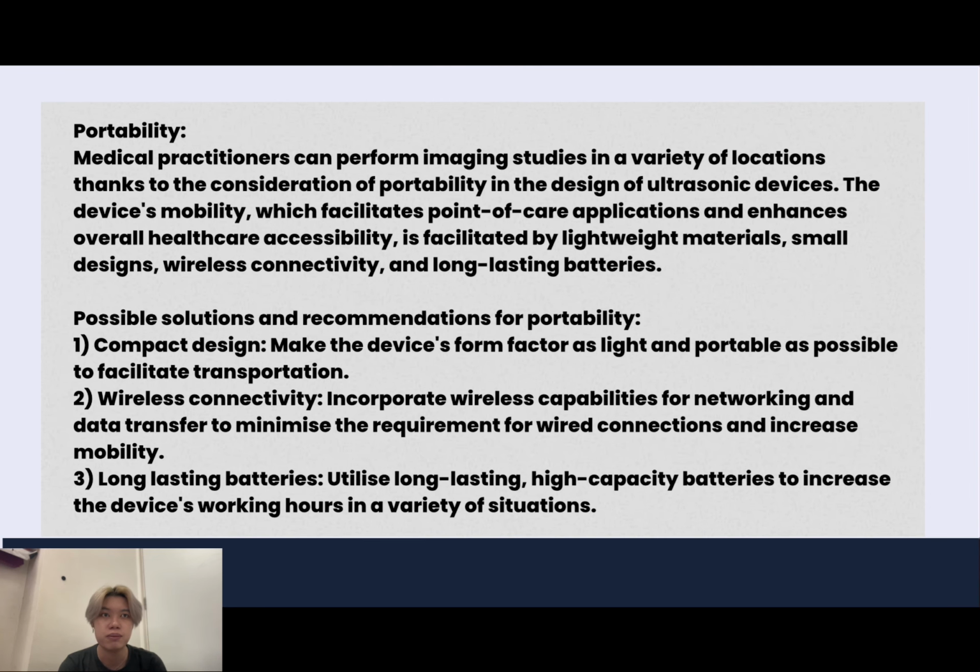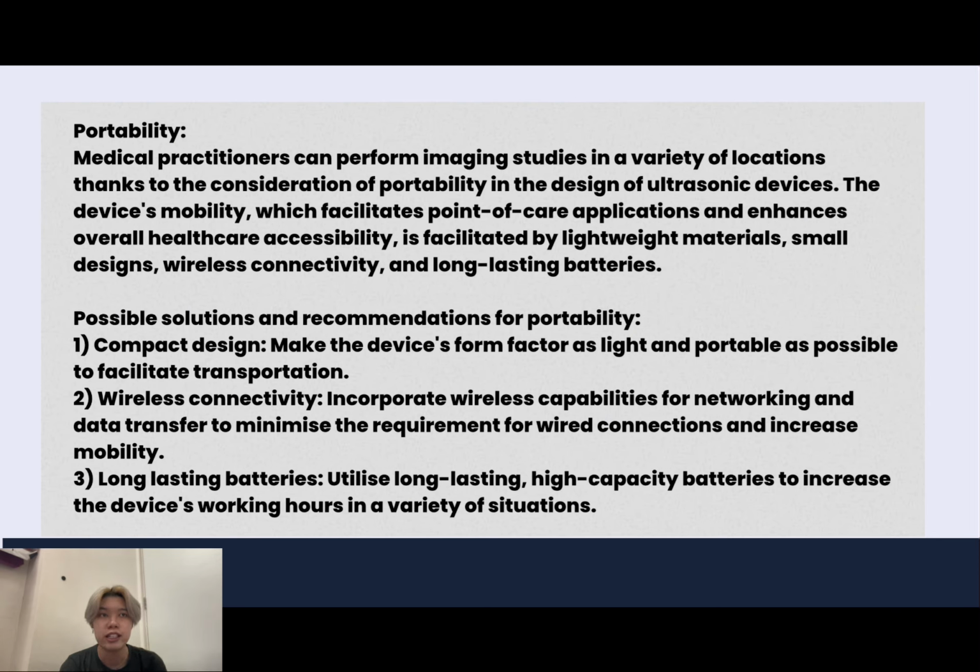Next, we have portability. Medical practitioners can perform imaging studies in a variety of locations, thanks to the consideration of portability in the design of ultrasonic devices. The device's mobility, which facilitates point-of-care application and enhances overall healthcare accessibility, is facilitated by lightweight materials, small designs, wireless connectivity, and long-lasting batteries. Possible solutions and recommendations for portability include, firstly, compact design, by making the device form factor as light and portable as possible to facilitate transportation.